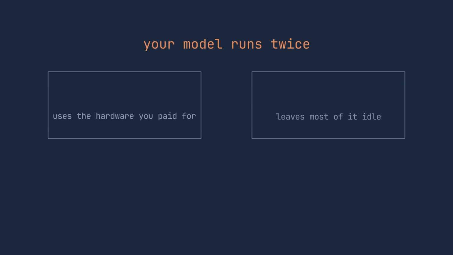One of them will happily use the hardware you're paying for. The other leaves most of it sitting idle, and there's almost nothing you can do about that from inside a single request. So which of the 2 is your bottleneck right now? That's the question this episode will answer.